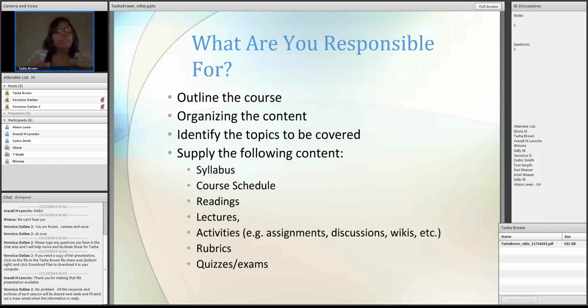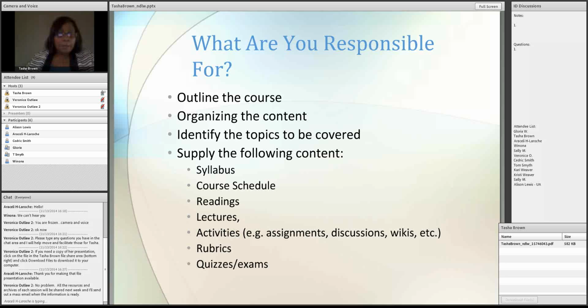So now that you know where you begin, we have to identify what are the things you're responsible for and what are the things the instructional designer is responsible for. You're responsible for outlining the course. As great as your instructional designer may be, he or she may not have the necessary knowledge about your engineering topic or about your nutrition course or about your mathematics course. So we're depending on you to help us with the content.